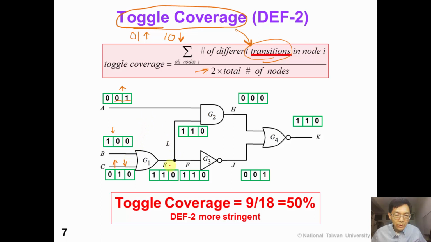So we have falling, falling, falling, and no transition here. And we have rising and falling. So by this definition, the toggle coverage would be 9 transitions over 18. So the toggle coverage is only 50%. So we can see that definition 2 is more stringent than the previous definition 1.